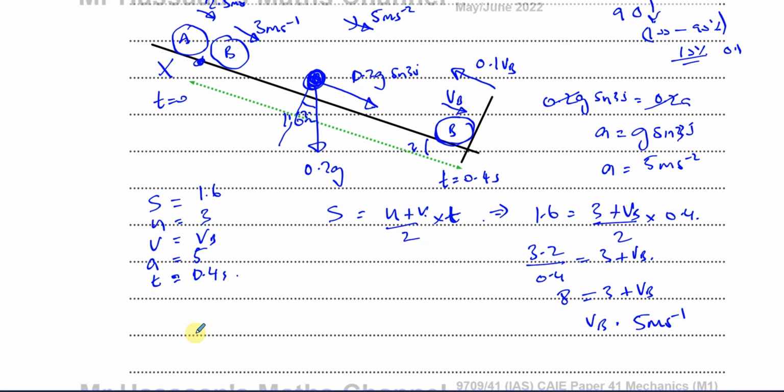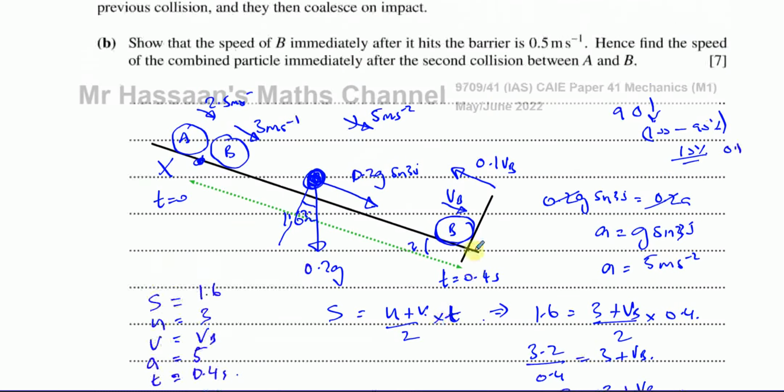So after it hits the barrier, the velocity of B after it hits the barrier is going to be 0.1 times 5, which is 0.5 meters per second. Okay, that's the velocity of B after it hits the barrier, and that's what we had to show.